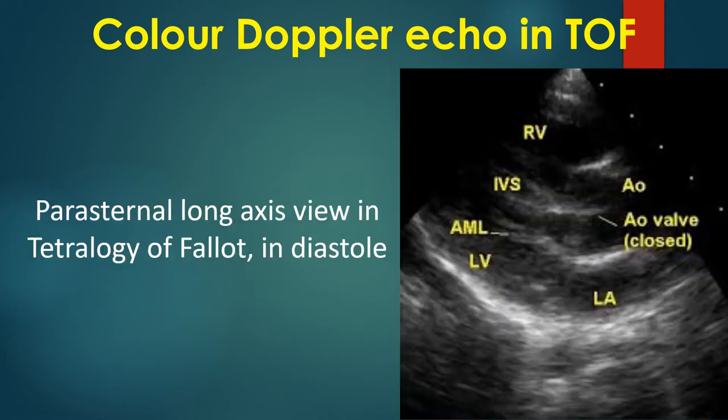Parasternal long axis view in tetralogy of Fallot, diastolic frame showing the aortic valve in closed position and mitral valve in open position. The aortic valve appears to impinge on the ventricular septum, but the ventricular septal defect with aortic override and connection between right ventricle and aorta is evident just above the septum.